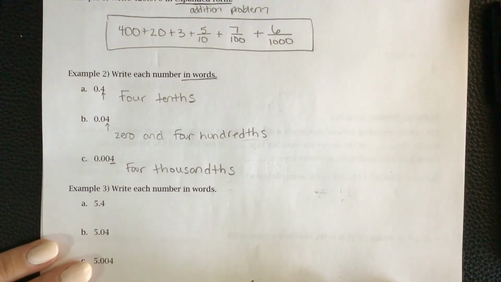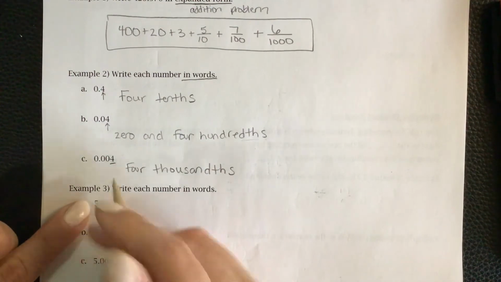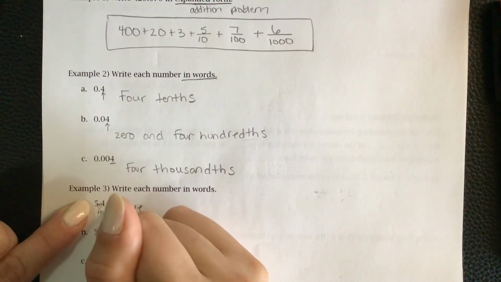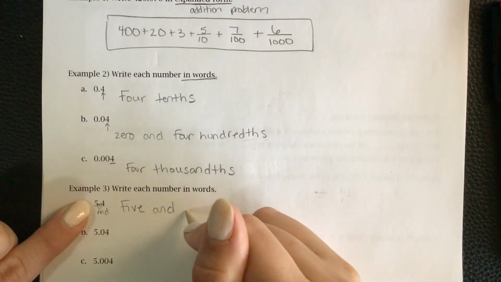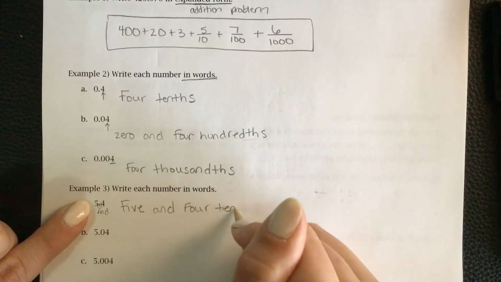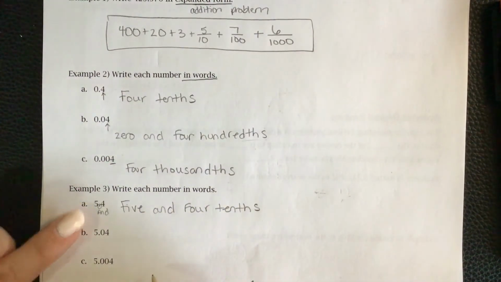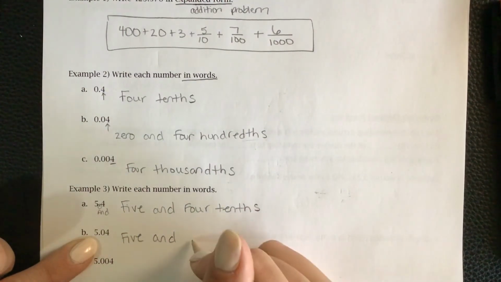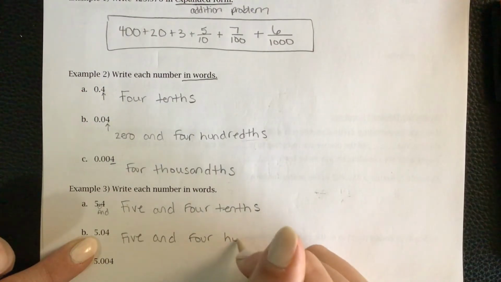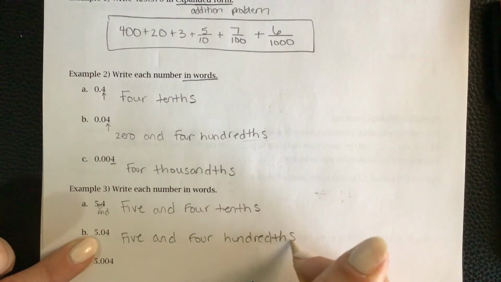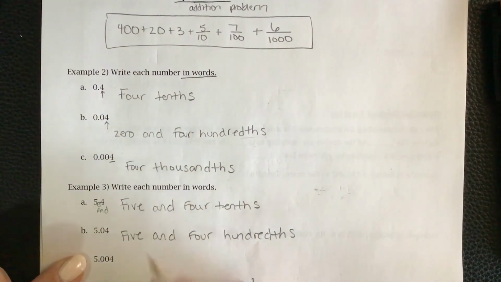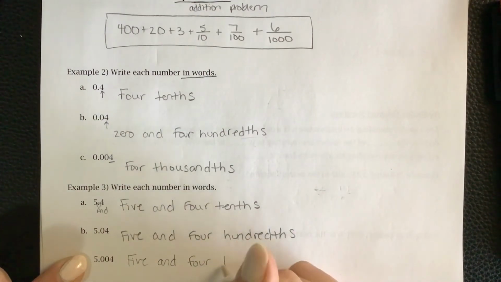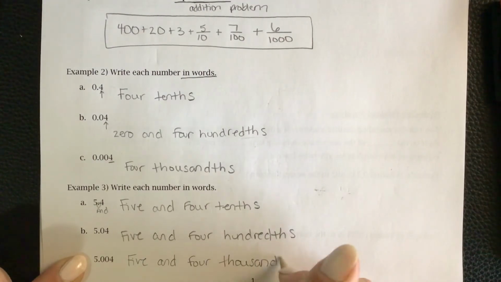Write each number in words. So here's your example for 5. We start with that 5. The decimal means and, so you need to have that, and 4/10. The next one, you have 5 and 4/100. And on the last one for this example, you have 5 and 4/1000.